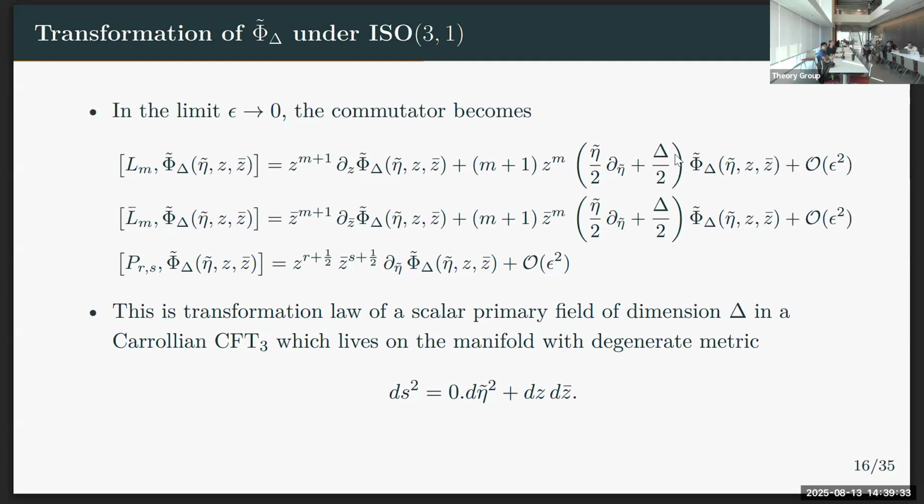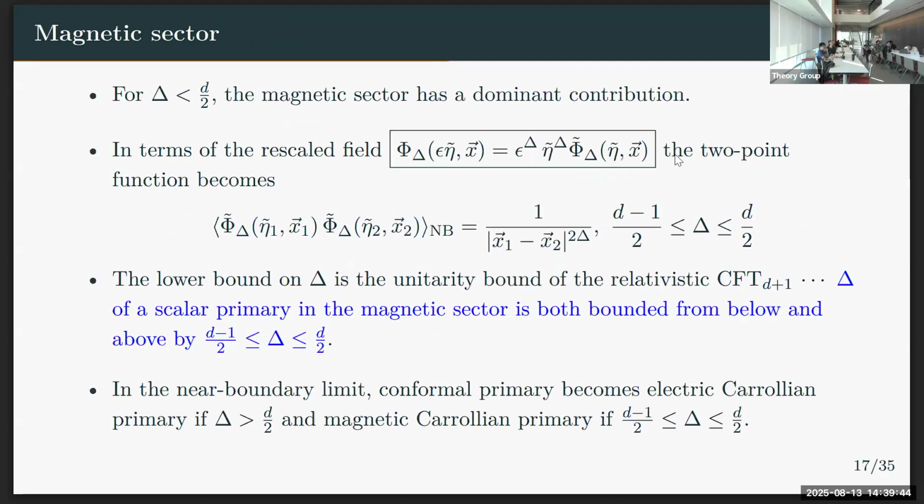Right. Okay, so these are the finite transformations of phi tilde delta under this ISO(3,1). And as I mentioned before, these fields live on this. Now let's look at the magnetic sector, the other sector, which will contribute when delta is less than d by 2. For this, I want to draw your attention that earlier for the electric sector, we had d by 2 here, but now this is delta. So the scaling changes, and once the scaling changes, you can have different 2-point functions, where this is a good old power law, but it's just a power law in the spatial dimensions.